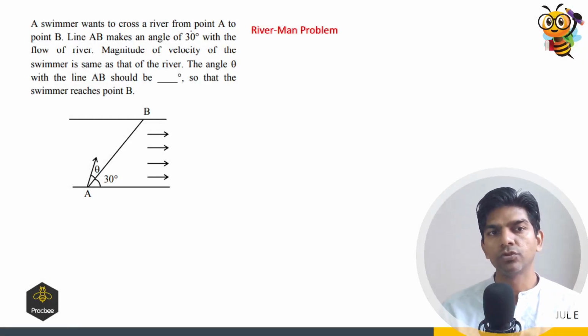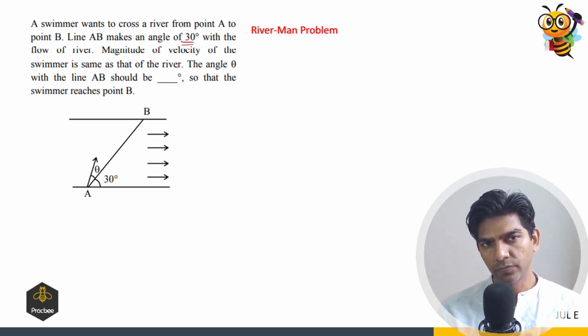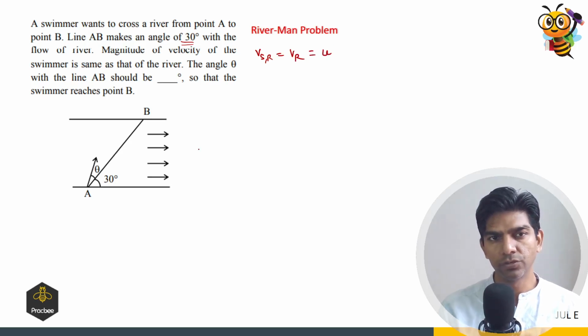A swimmer wants to cross a river from point A to point B. Line AB makes an angle of 30 degree with the flow of river. Magnitude of the velocity of the swimmer is same as that of the river. So here we have given velocity of swimmer with respect to river same as velocity of river. Let me take it as u. The angle theta with the line AB should be so that the swimmer reaches the point B.